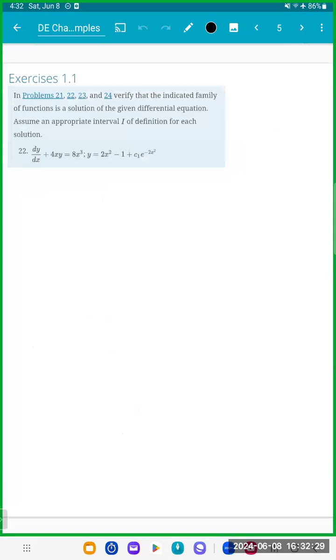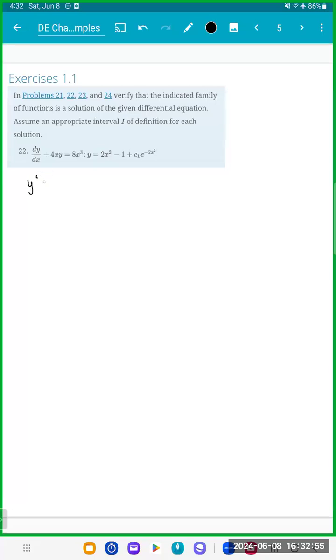Another problem from section 1.1. This one is similar to problems 21 through 24. I'll work number 22 here for you tonight. We're looking to verify that the indicated family of functions is a solution of the given differential equation. So let's start out by determining what our derivative is.